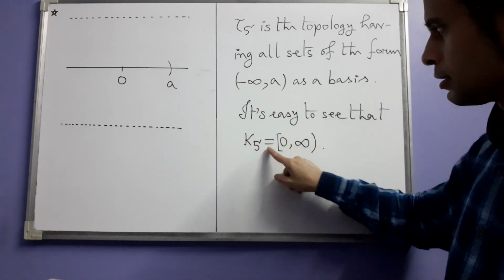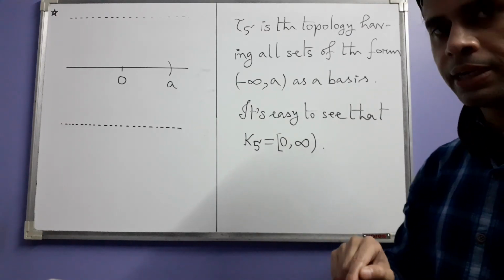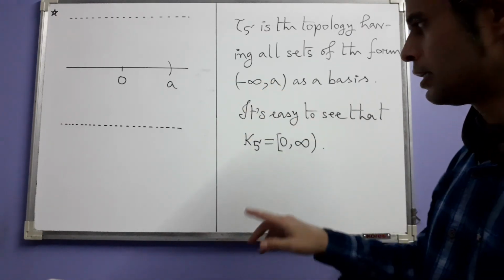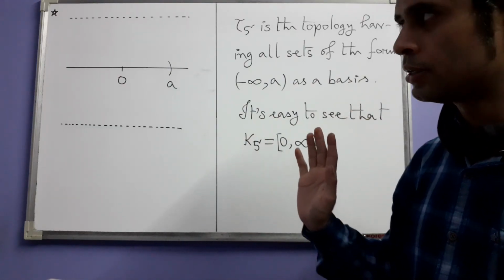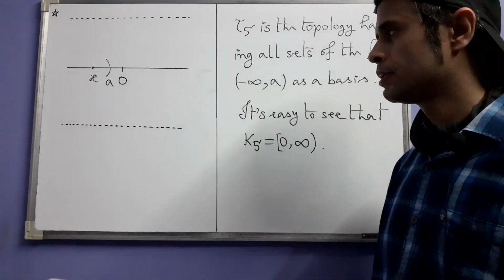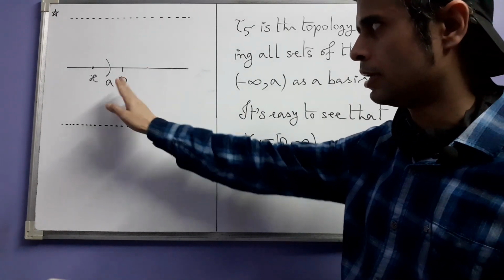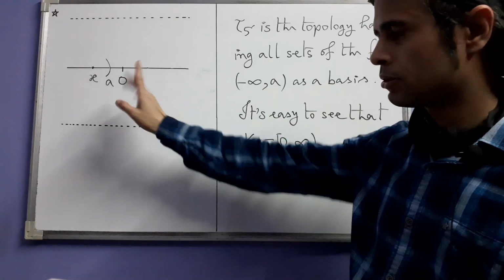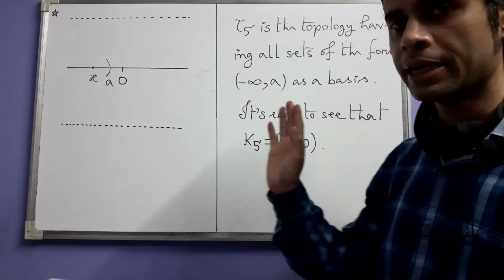However, the fact that we are claiming K5 is this tells us that we now also have to check that negative real numbers, none of them belongs to K5. How is that true? Say x is any negative real number, so now it will lie to the left of 0. It can be close to 0 or far away from 0, but it lies to the left of 0.